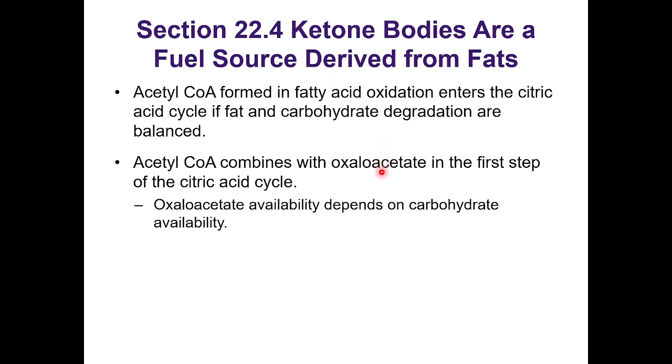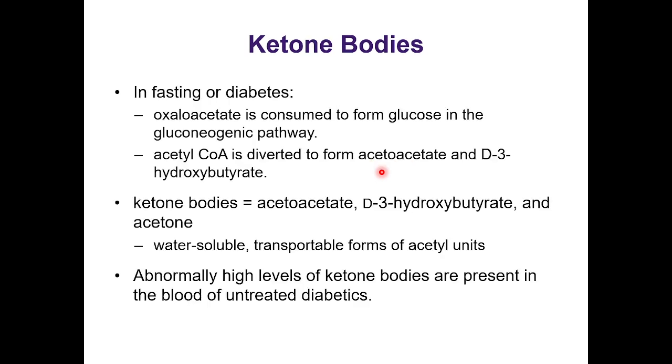And so we can get an interesting behavior: in fasting or diabetes, the oxaloacetate will be consumed because we need to make glucose for our brain and red blood cells, right? So this will go into the gluconeogenic pathway. The acetyl-CoA is then diverted to form acetoacetate and D-3-hydroxybutyrate, your ketone bodies. This is where ketogenesis, and the keto diet's name, comes from. Ketogenesis is not just the keto diet, by the way; it also occurs in things like fasting.